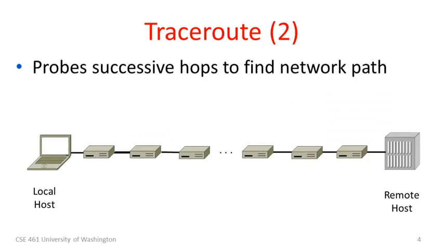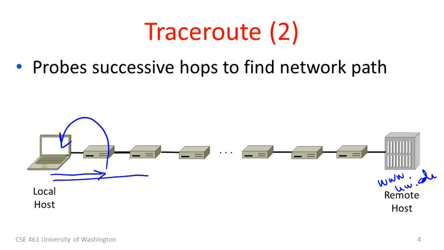Here's how Traceroute works. It probes the network path from a given host towards a specific destination. Let's just say we're going to send traffic to www.uw.edu. And Traceroute then probes successive hops along the path. It does this by sending out a message, first of all, towards the destination, but it asks it only to go a single hop, and then return a message to the host.